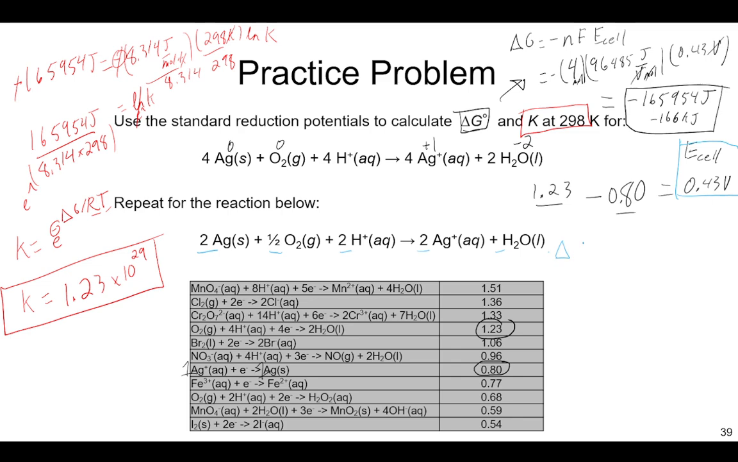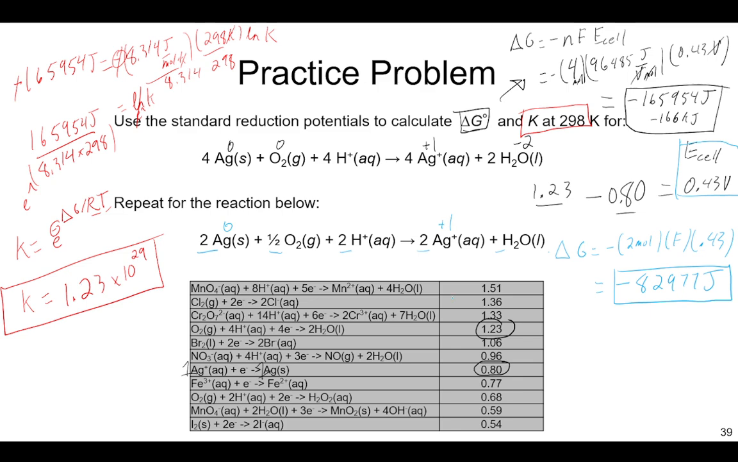But now delta G only involves 2 moles of electrons. Silver is still going from 0 to +1, but now there's only 2 silvers. So that's 2 moles of electrons times F, our constant, times the same 0.43 volts. Plugging all that in for this second reaction, I get a delta G of negative 82977 joules. Not surprisingly, it's half of what we got up here because we divided the reaction by 2.